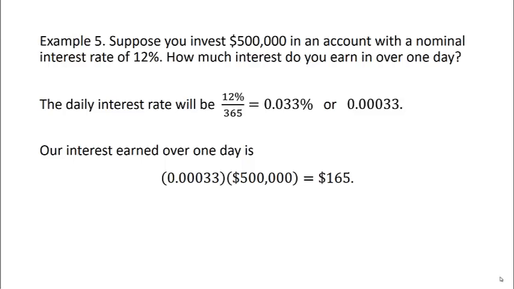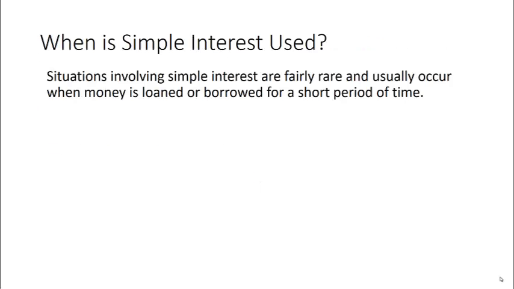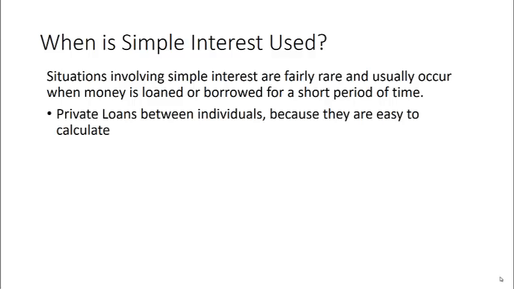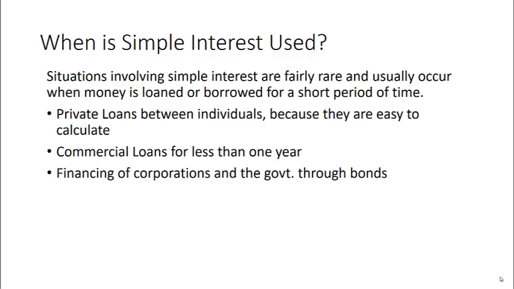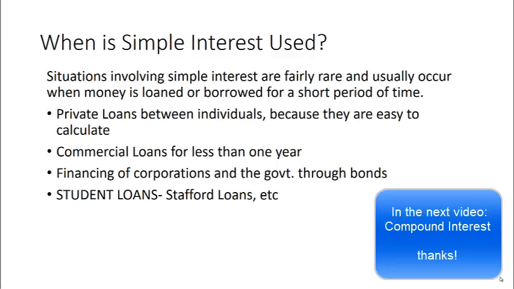Not bad. Now, when is simple interest used? Situations involving simple interest are fairly rare and usually occur when money is loaned or borrowed for a short period of time. Private loans between individuals may use simple interest because they're easy to calculate. Commercial loans for less than 1 year, financing of corporations and the government through bonds, and some student loans such as Stafford loans.